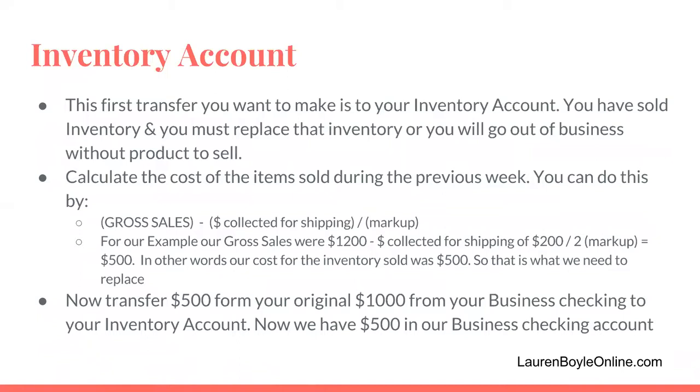$500 more of inventory. Now for this example, and we'll talk a little bit later about growing our inventory, we're talking about maintaining our inventory level. You'll see a little bit later how you can grow your inventory. So now you want to transfer $500 from your original $1,000 from your business checking into your inventory account. So now we have $500 in our business inventory account. We have $500 in our business checking account. We paid $200 for shipping.